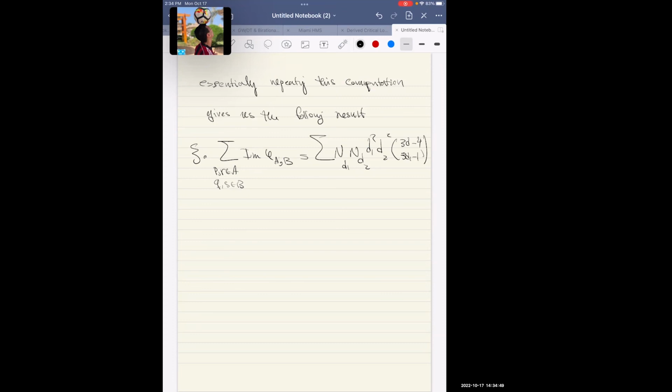Okay, exactly the formula that we actually had before, plus summing ND1, ND2, D1 cubed D2, choice of 3D minus 4, 3D2 minus 1. That's it. D1, D2 bigger than 0. Okay? All right. And this is basically the formula that we have. So it's a consequence of basically the splitting axiom.